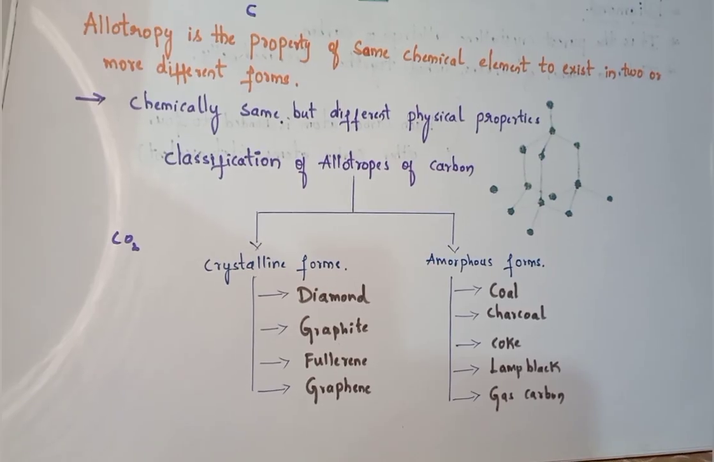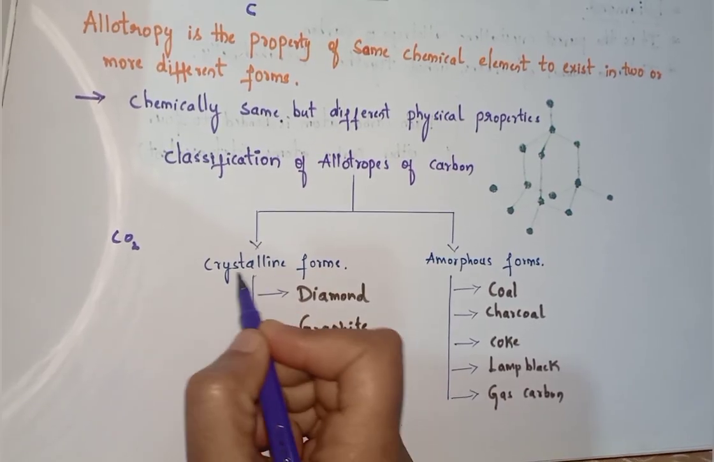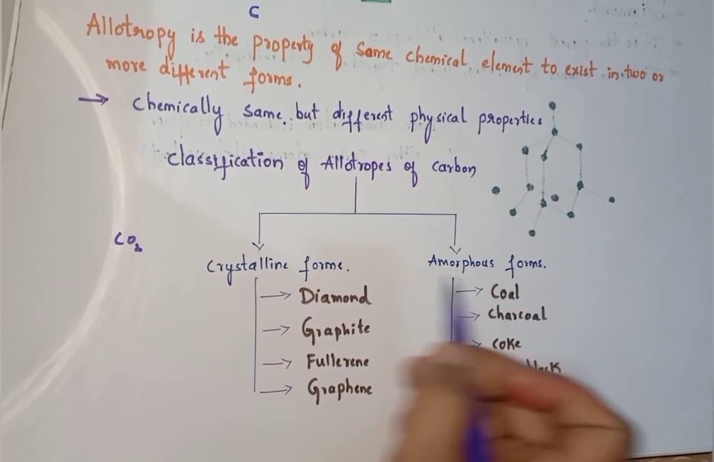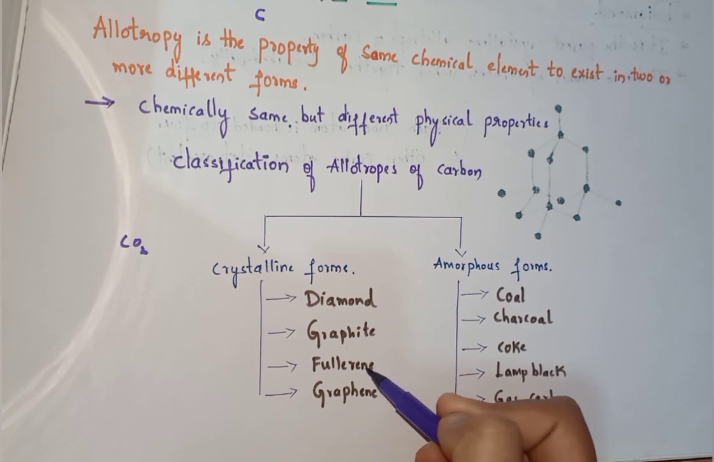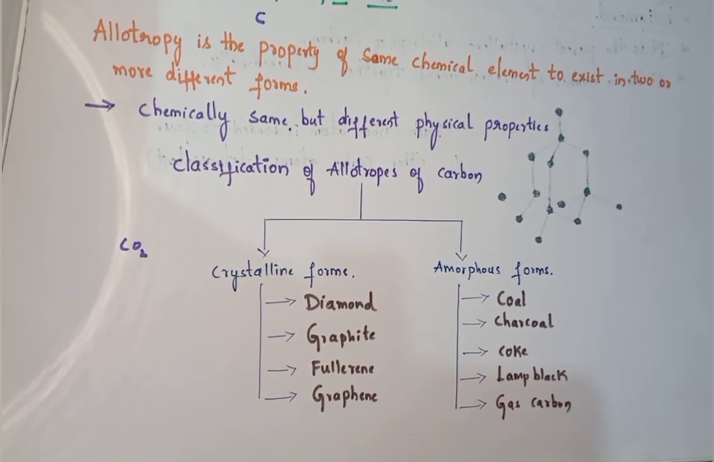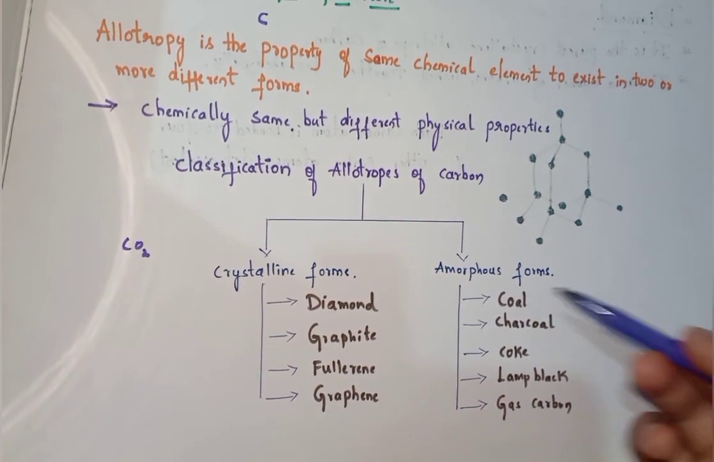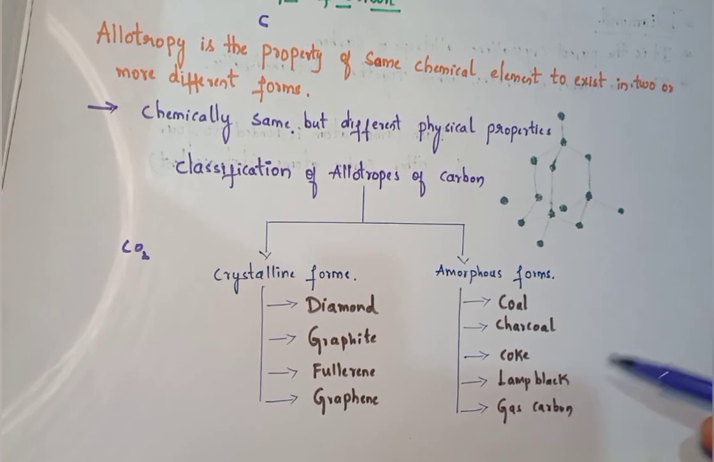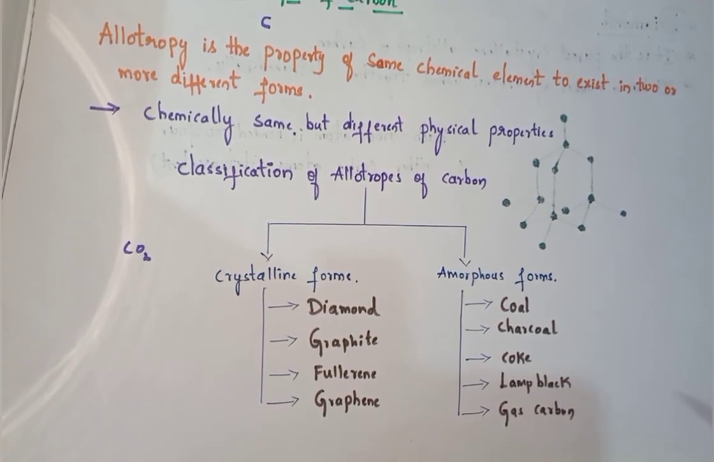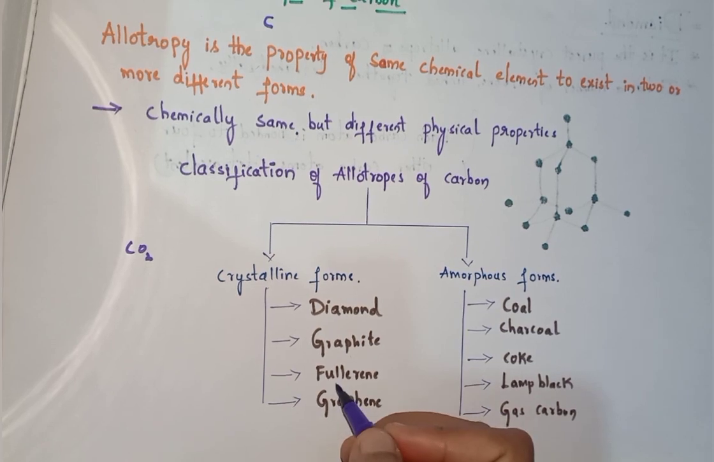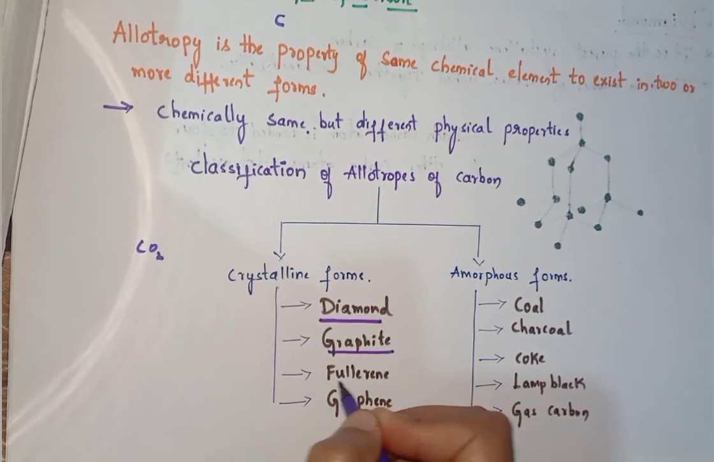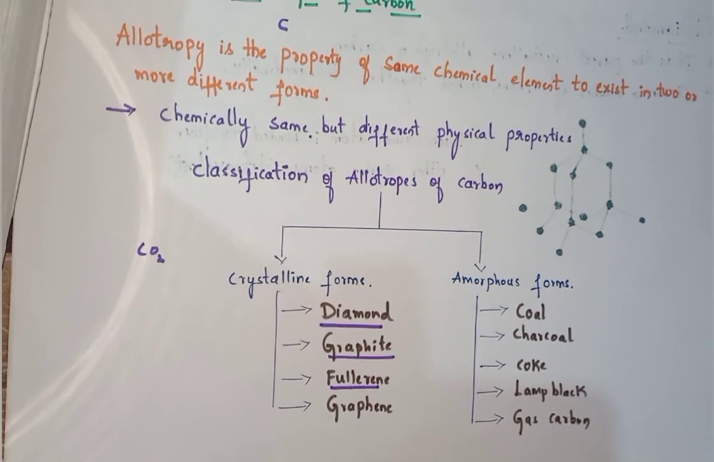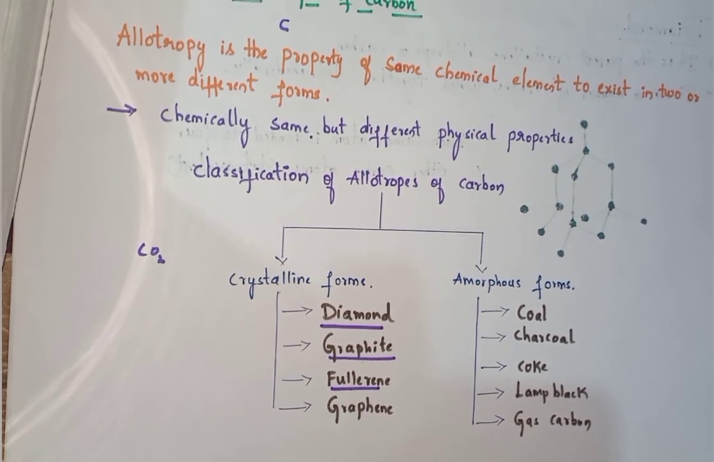Now let's study the allotropes of carbon. They exist in crystalline forms and amorphous forms. In the crystalline forms, diamond, graphite, fullerenes, and graphene are the examples. In the amorphous form of carbon, coal, charcoal, coke, lamp black and gas carbon are the examples. Here we are going to study the three important allotropes of carbon: diamond, graphite and fullerenes. We will study them in detail.